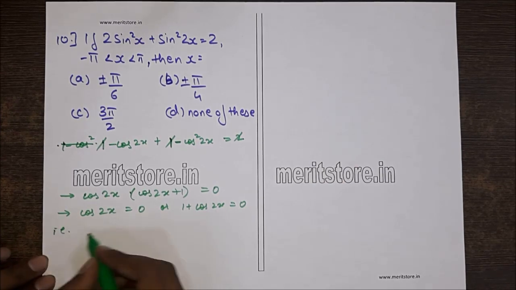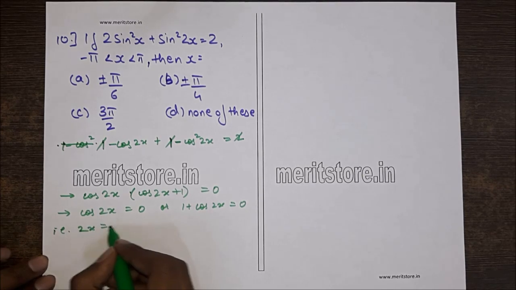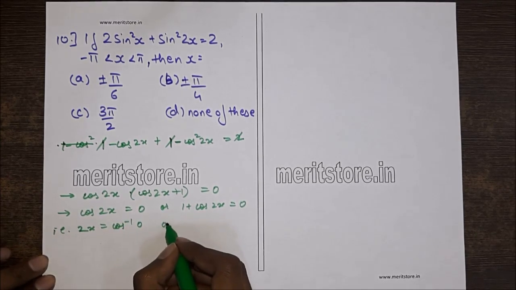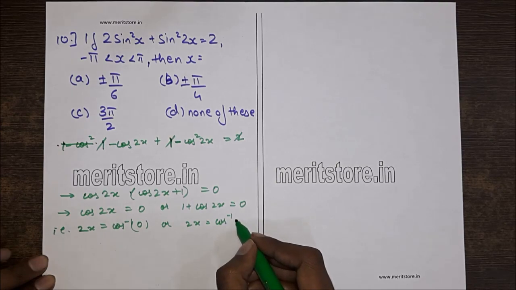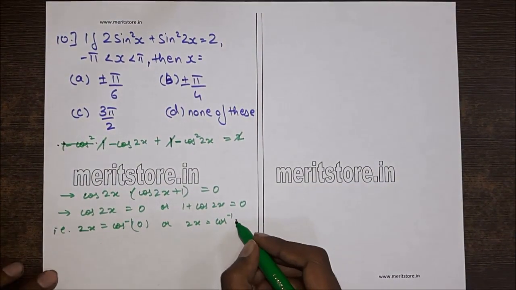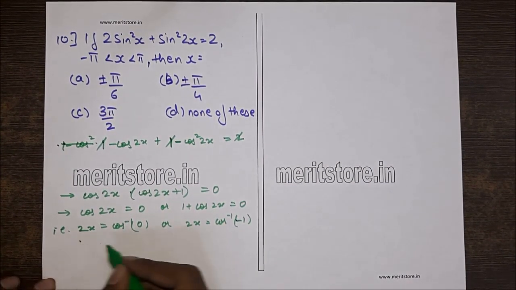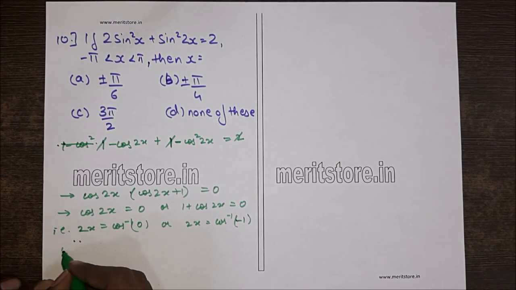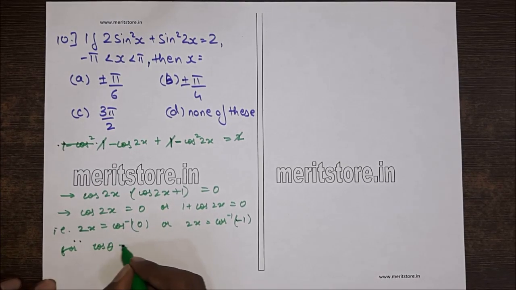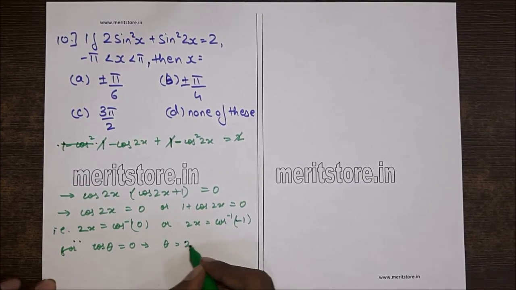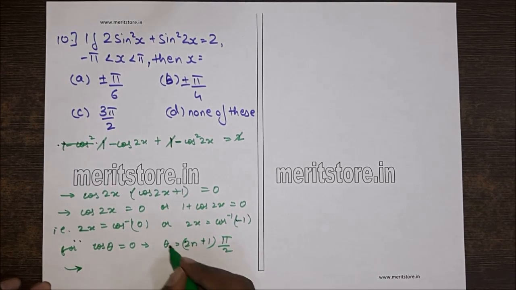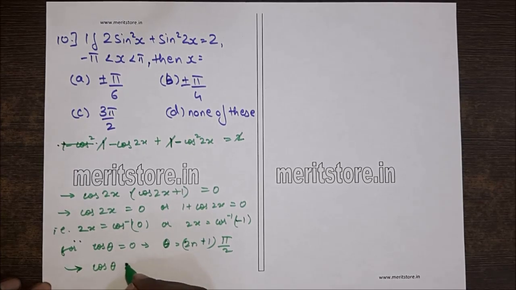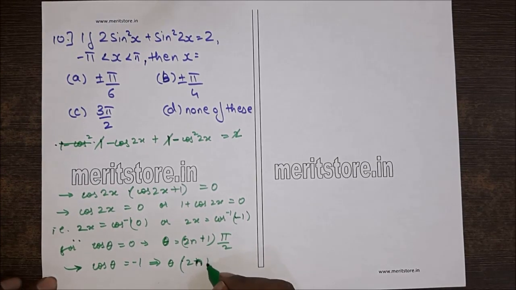That is 2x equals cos inverse 0, or 2x equals cos inverse of minus 1. So for cos theta equals 0, theta will be defined as 2n plus 1 into pi by 2 for general value of theta, and for cos theta is equal to minus 1, theta will be defined by 2n plus 1 into pi.